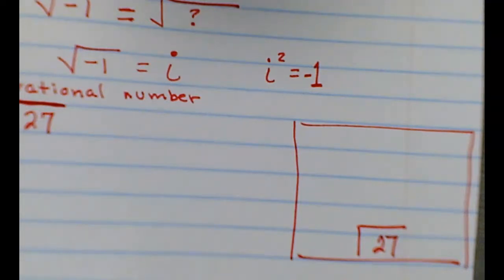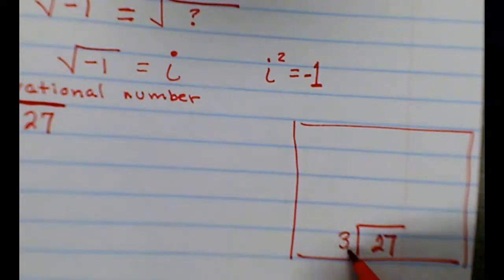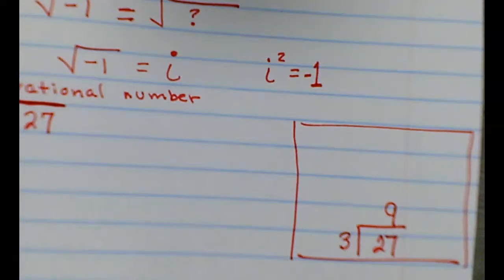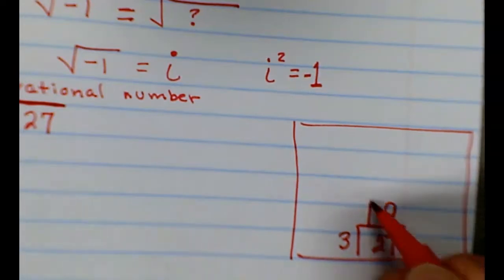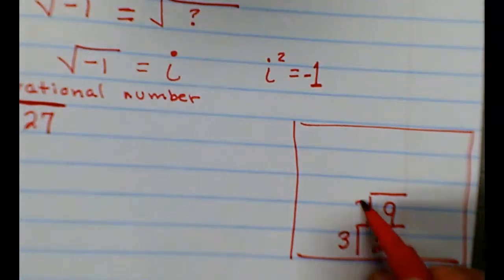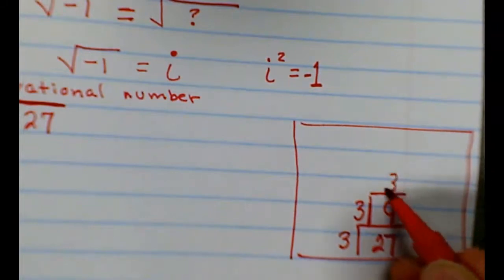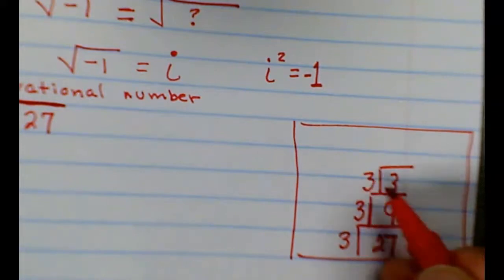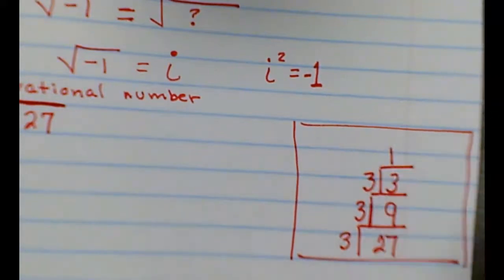So, if you can't divide by 2, divide by 3. 3 will go into 27 9 times. And you continue dividing by 3 as long as you can. Will 3 go into 9? And the answer will be 3. Will 3 go into 3? And when you get a 1 on top, that's finished.